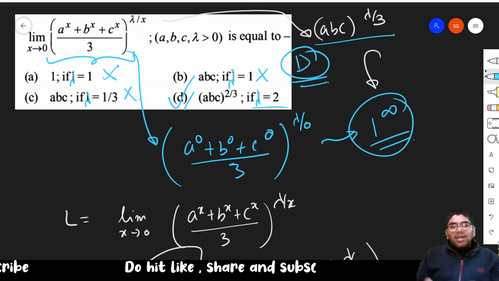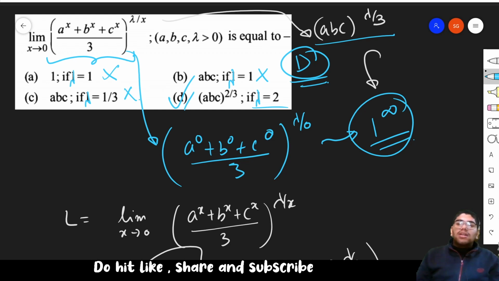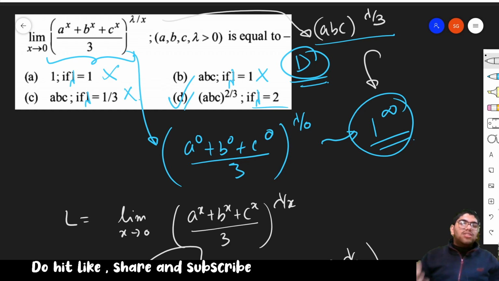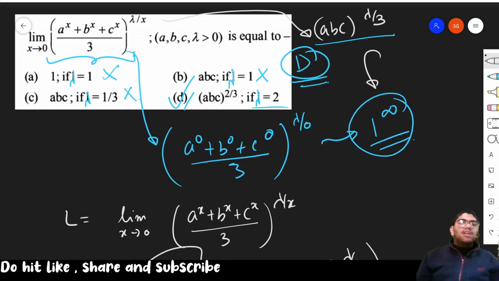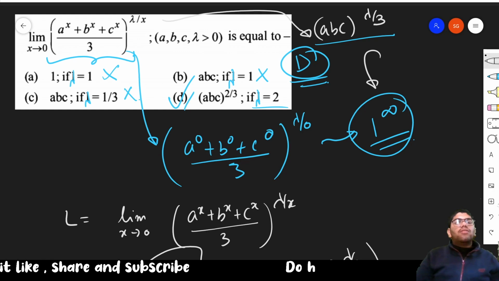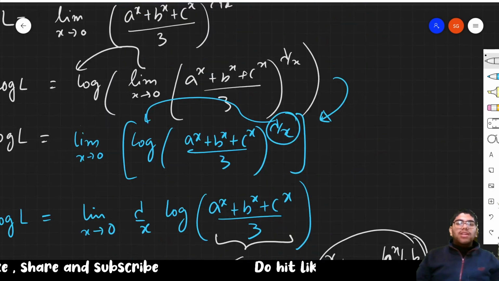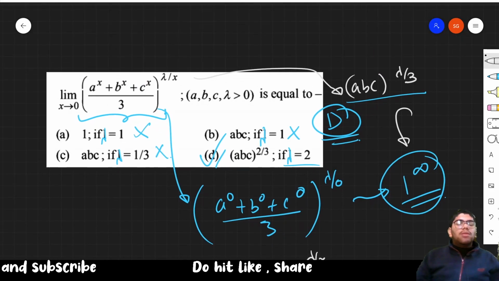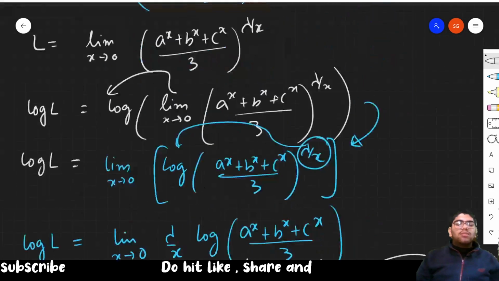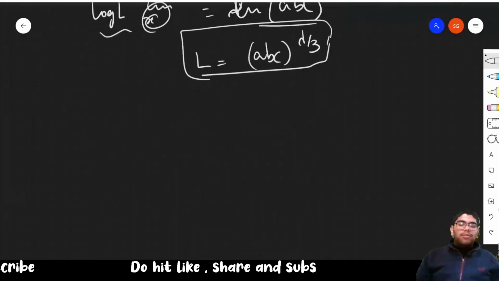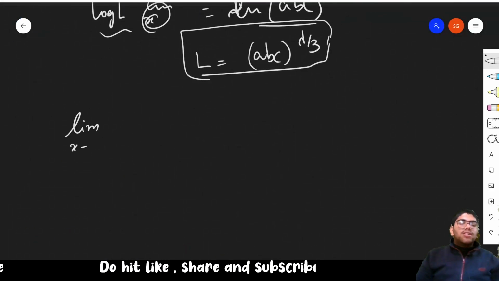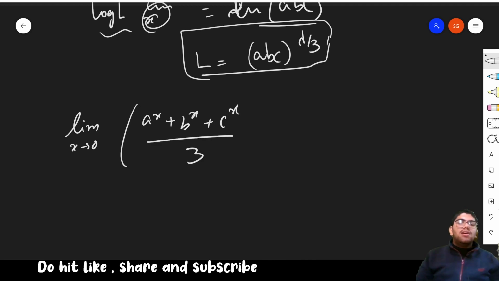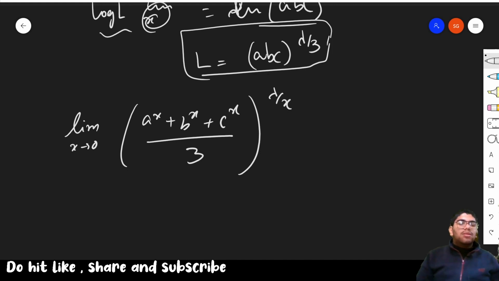So this was the standard approach, and I'll definitely not ask you to solve this problem in this way when you are sitting in an examination like JEE Mains, which demands a lot of fast-paced work. So let me solve the expression. This is limit x tending to 0, a power x plus b power x plus c power x by 3, raised to the power lambda by x. So this is the problem.